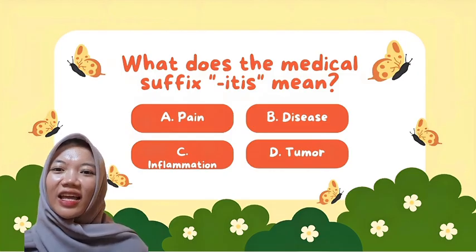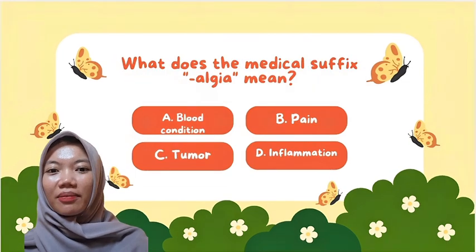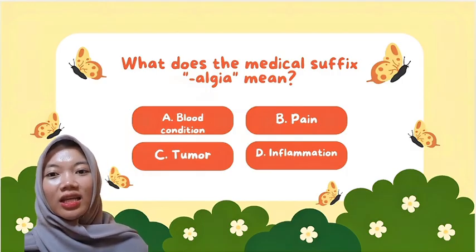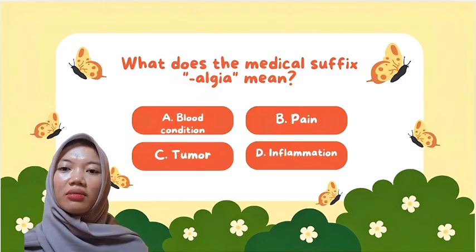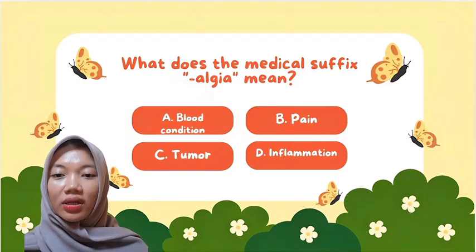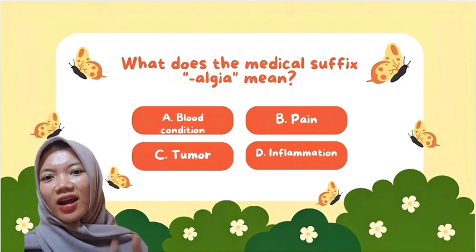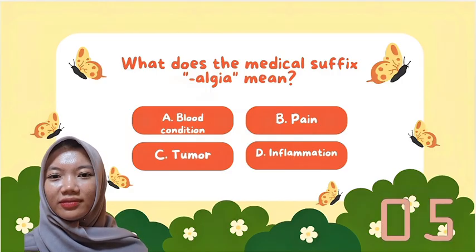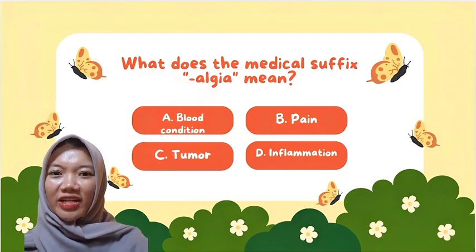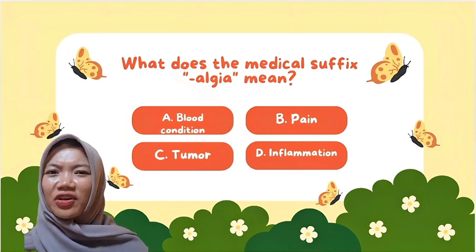Very good. And then question number 7. What does the medical suffix algia mean? A. Blood condition. B. Pain. C. Tumor. Or D. Inflammation. I will give you 5 seconds to answer. The correct answer is B. Pain. Nice work if you got the correct answer.